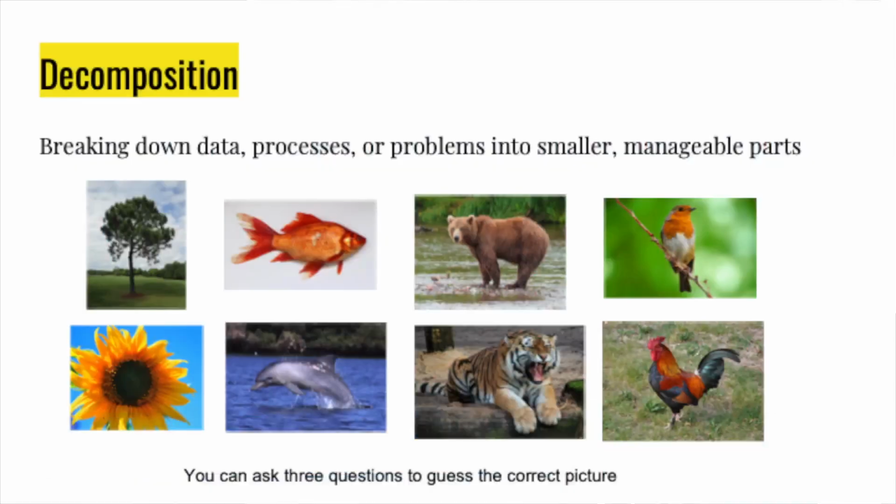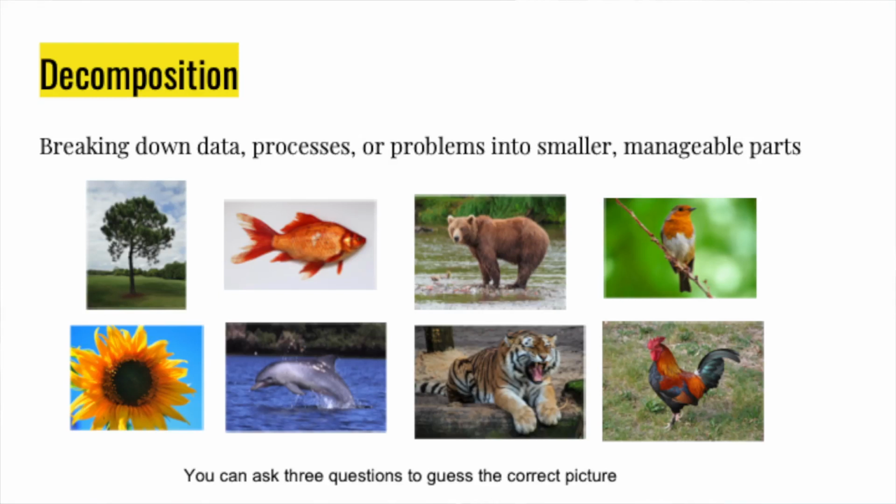Now, we had a good example of this. This is a smaller version of what we saw with Mr. Bongo's demonstration yesterday. So what I want you to do is we're going to do decomposition with these animals here. I'm going to picture one of them, and you have 3 questions that you can ask to try to identify the correct animal. Is it a tree? Is it a goldfish? Is it a bear? Is it a bird? Is it a rooster? A tiger, a dolphin, or a flower? So if you can ask 3 questions, you want to try to identify the one that I'm thinking of. I'm thinking of one of these on the screen, and you can ask 3 questions to figure out which one I'm thinking of.